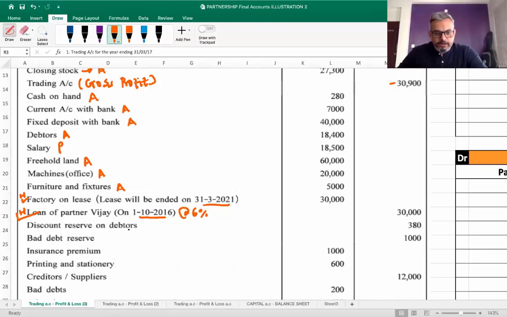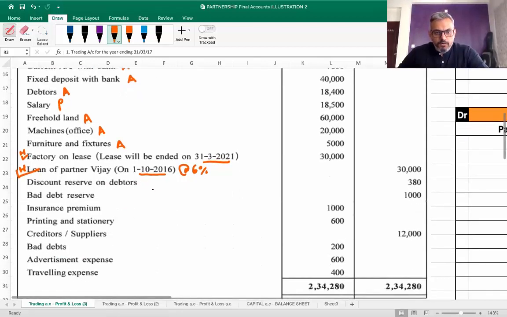Discount reserve on debtors. Now over here discount reserve on debtors is given. Normally this is as per trial balance, so it will be deducted in our working of discount whenever we do it. So discount allowed plus discount reserve as per adjustment minus discount reserve as per trial balance. I keep this pending right now because we have to see whether there is any adjustment regarding it or not. Then bad debt reserve, again you write P in the bracket. We see this later on.